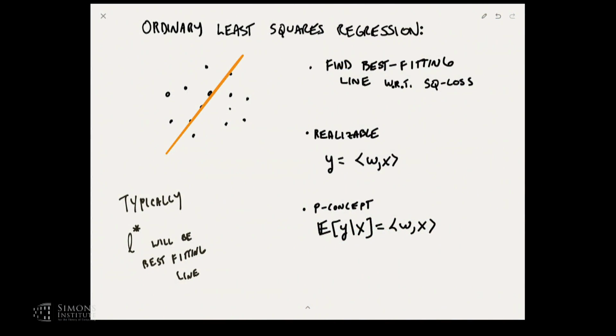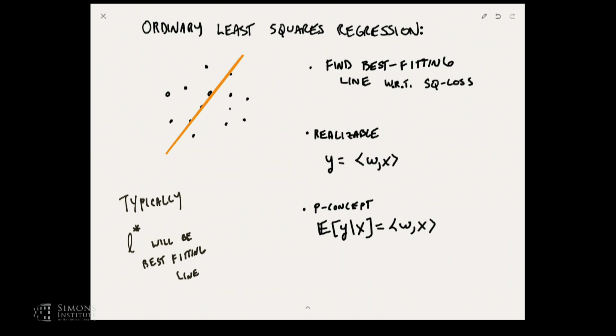So as I was saying, your most basic supervised learning problem, ordinary least squares regression. You have a set of data points. You want to find the best fitting line with respect to square loss. And there are various models that we could consider for this problem. One is what I would call the realizable model, where your values y are actually some linear function of your covariates x. There's another model called the probabilistic concept model, where you assume that the conditional mean function is actually some linear function of w inner product x. And typically, throughout the talk, I'll write L star when I want to refer to the best fitting line with respect to square loss in this scenario.